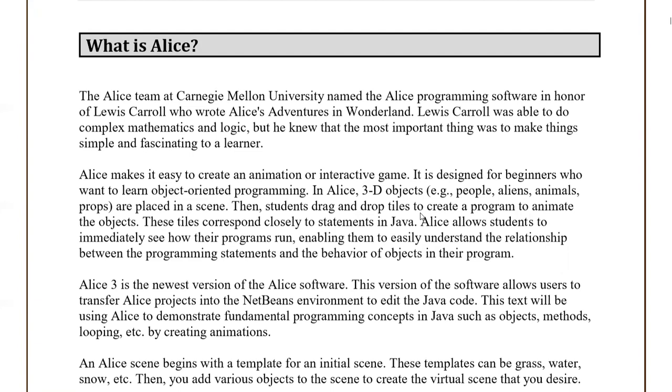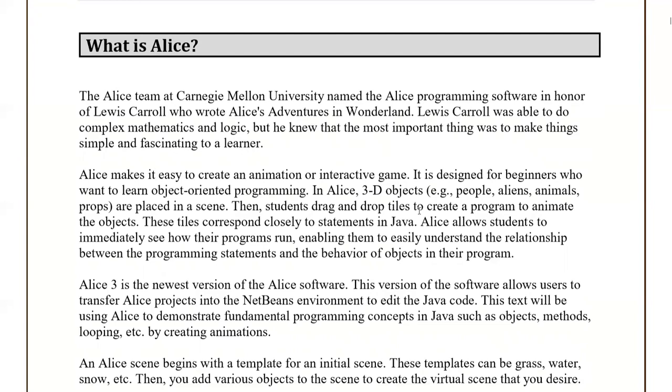In Alice, 3D objects, people, aliens, animals, props, are placed on a scene. Then students drag and drop tiles to create a program to animate the objects. These tiles correspond closely to statements in Java. Okay? Alice allows students to immediately see how the program runs, enables them to easily understand the relationship between the programming statements and the behavior of the objects in their program.